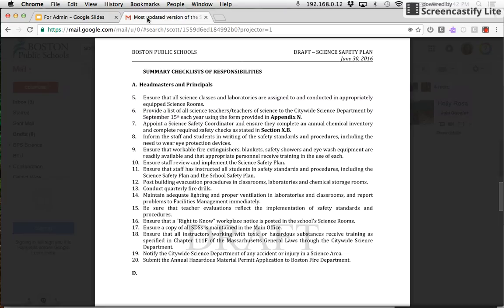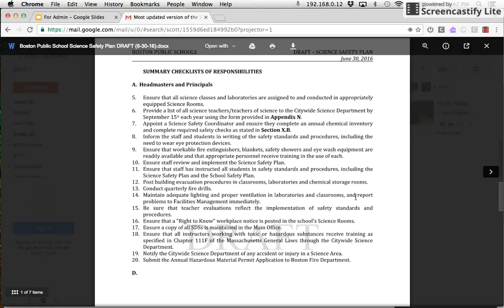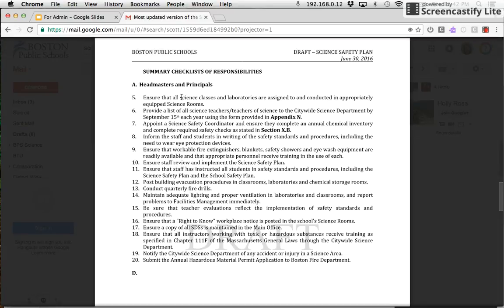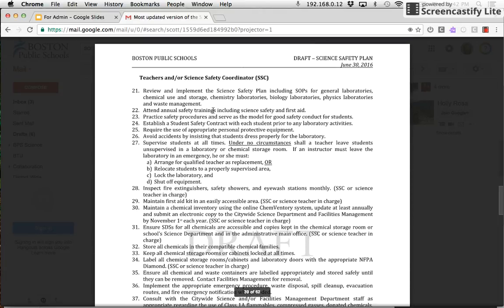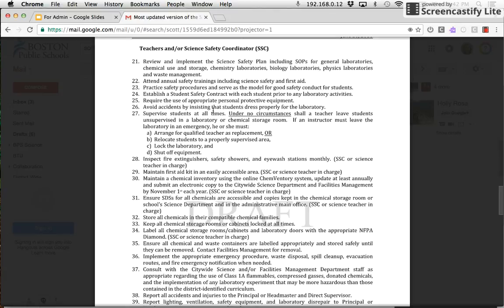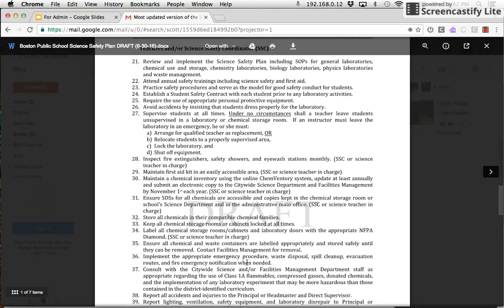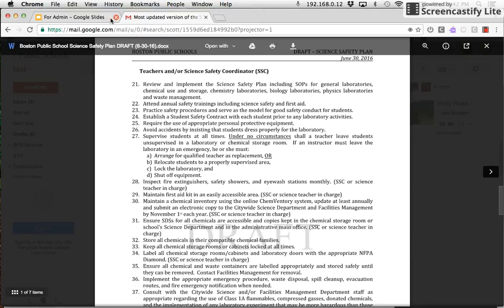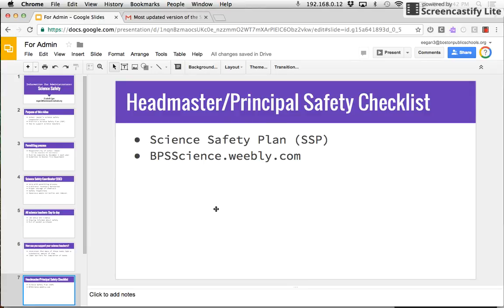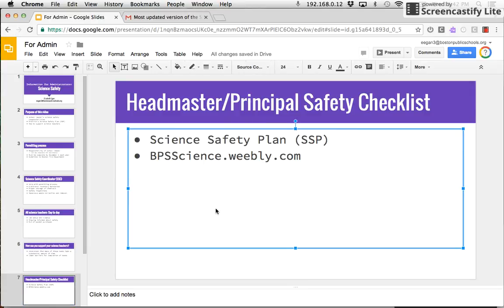And just to give you a sense of what that summary checklist of responsibilities looks like, this is its current form. The numbering is a little off because it's still a draft, but it outlines all of the things that as a school administrator you are responsible for. And right next to this checklist is a checklist of what teachers or science safety coordinators are responsible for. Also very useful for you to know so you know what to expect from your teachers. So again, this is available from the BPS Science weebly.